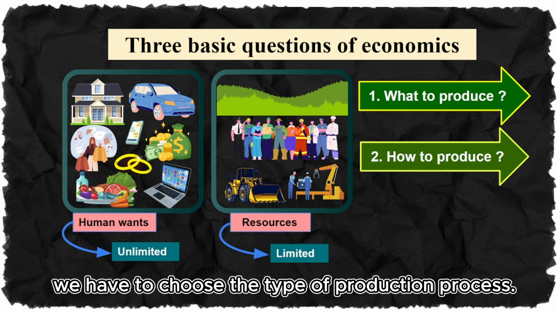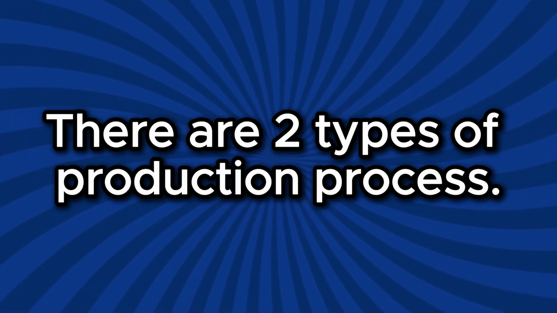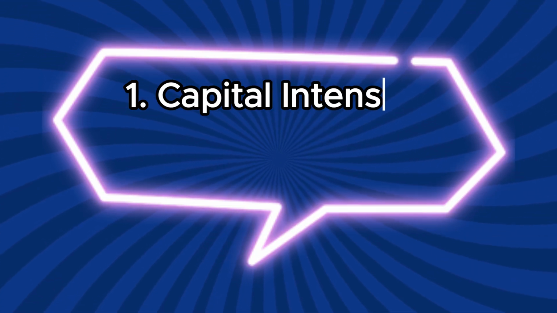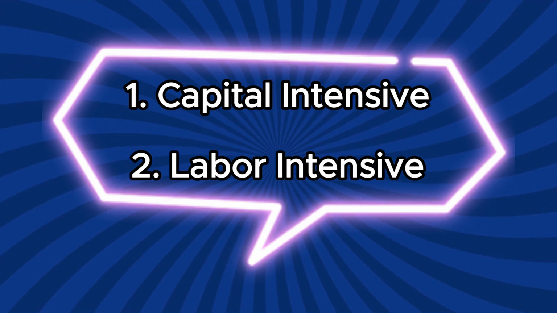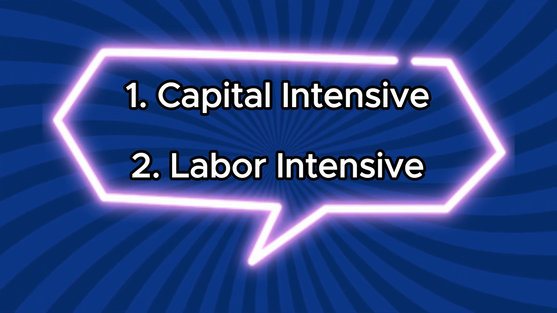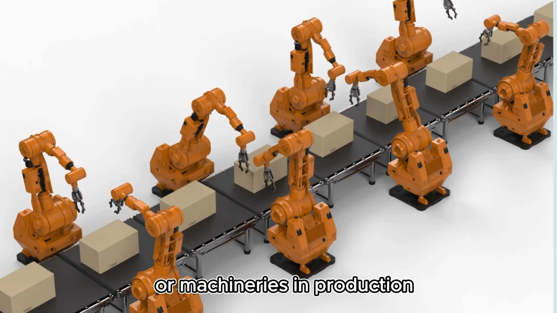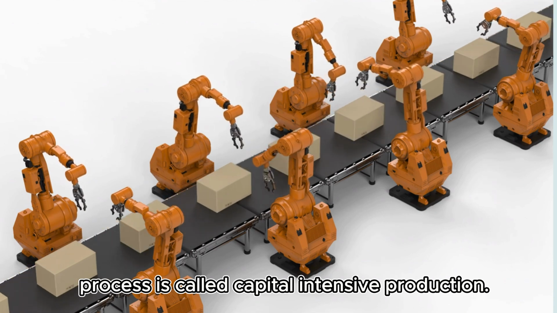The producer has to choose the type of production process. Here you must note that there are two types of production process. First one is capital intensive. Second one is labor intensive. It is very simple. Using more capital or machineries in production process is called capital intensive production.